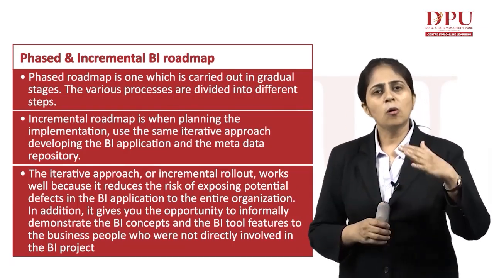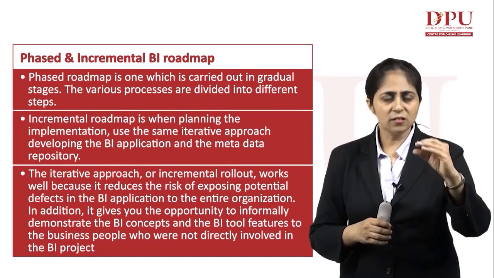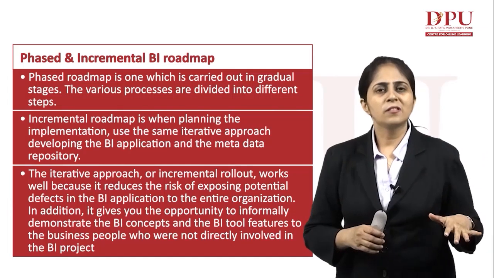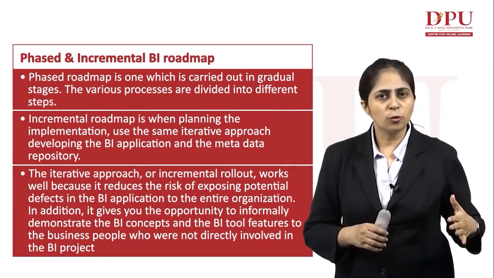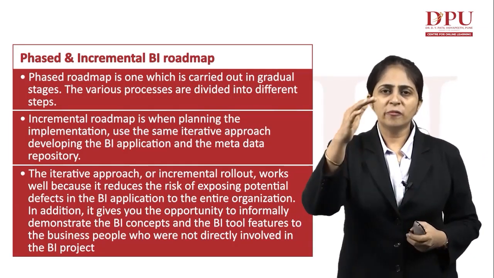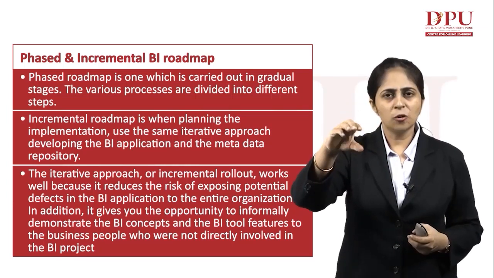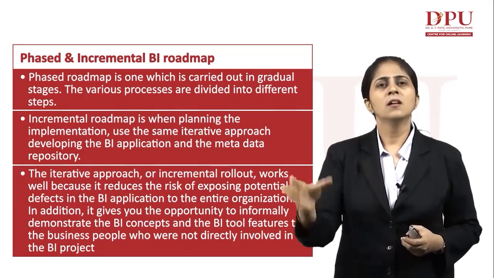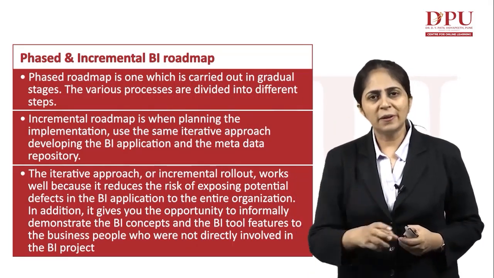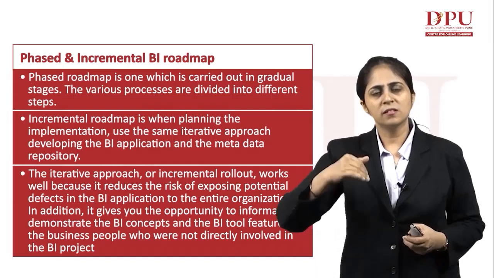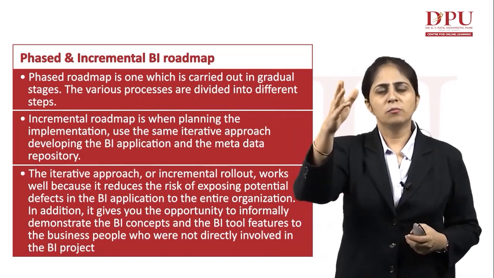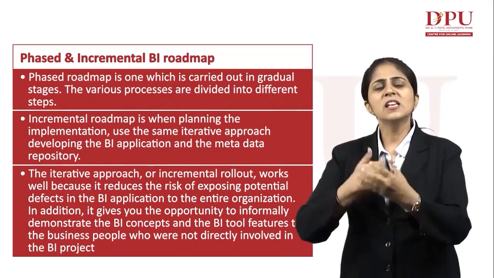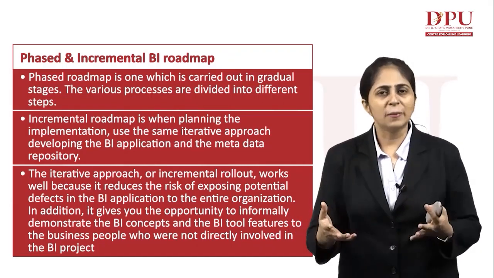So when we are doing all this in different phases, we are following different stages and taking the output of all these different stages, that is known as a phased roadmap. An incremental roadmap, when we are gradually taking one stage output and we are moving to the next stage, then we iterate, then we go back and do the incremental rollout. We combine this, then we move to the next. Then we go back, we combine this, and then we move to the next. So this form of approach is called the incremental approach.